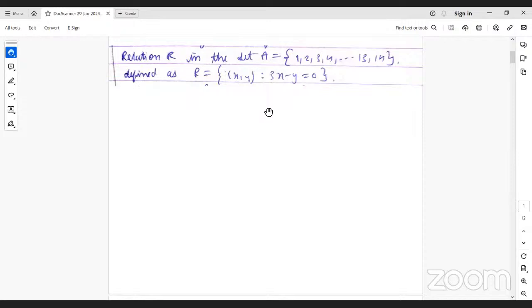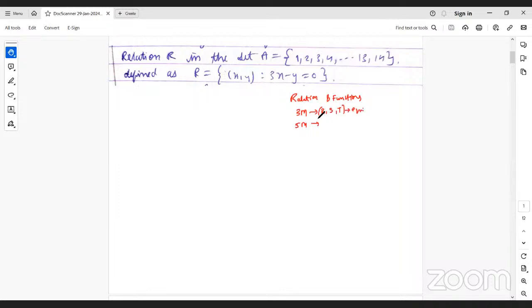So in relation and function, today we will be discussing the questions on relations and functions. We have a 3 mark question and a 5 mark question, very important questions. In the 3 mark section, every year a question is asked on reflexive, symmetric, and transitive, and equivalence relation.